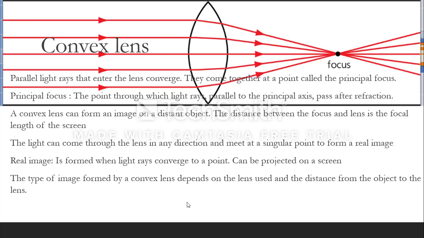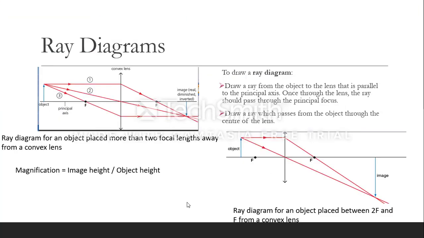So that's the ray diagrams. To draw a ray diagram, you have to draw a ray from the object to the lens that is parallel to the principal axis. So here on the image we can see the principal axis, and we can see the F, which is a focus point. Draw a ray which passes from the object through the center of the lens. So here, instead of drawing a proper convex lens, they showed the ray diagram way of showing a convex lens, which is a double-sided arrow.